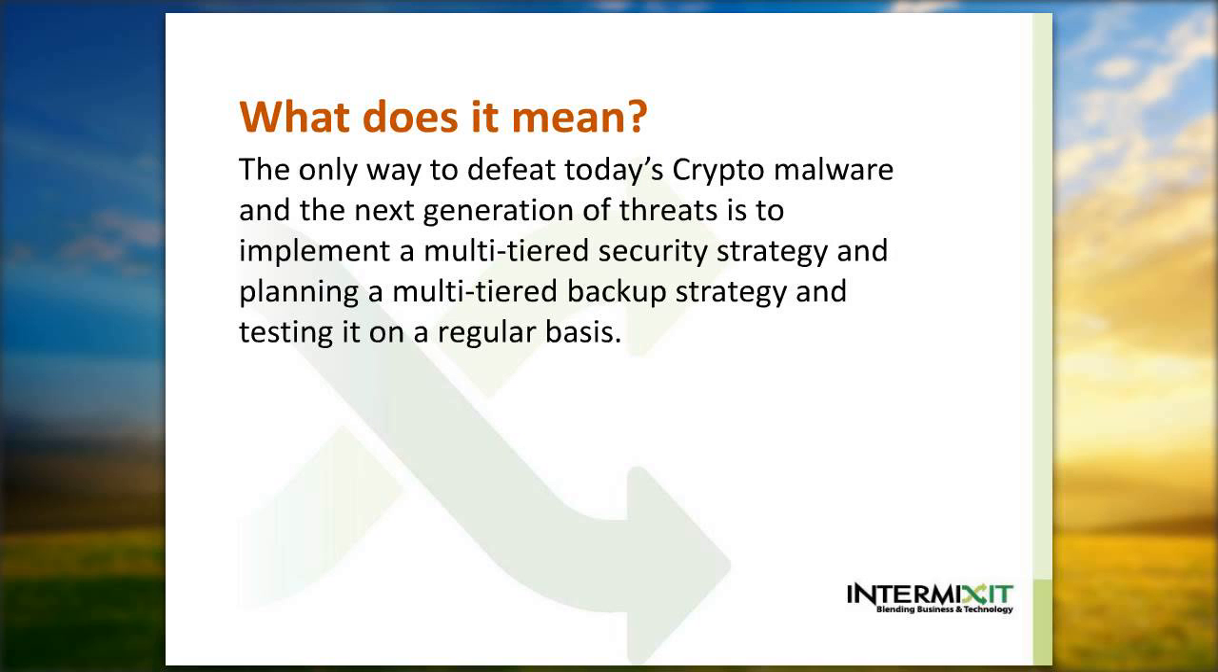So what does it mean? The only way to defeat today's crypto malware and the next generation of threats is to implement that multi-tiered security strategy that utilizes OpenDNS, it utilizes good firewall security settings, it utilizes making sure Windows updates, third-party software is updated, and obviously a good antivirus solution installed locally on your computer. But in addition, planning and utilizing and testing a multi-tiered backup strategy. Windows Shadow Copy is a great way to quickly get back up and running, but an on-site and off-site image-based backup and full backups are just as important to any backup strategy, just as it is to have a good security strategy in place.